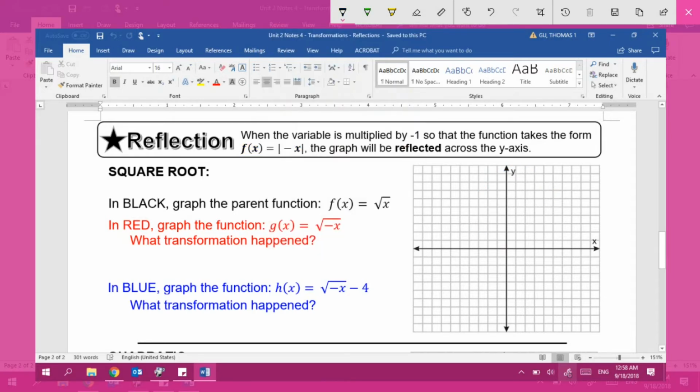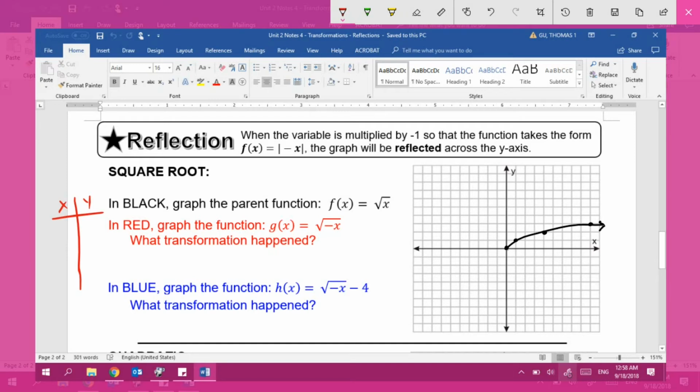Let's do the parent function. We got (0, 0), (1, 1), (4, 2), and (9, 3). And then in red, we're going to graph the function g of x equals square root of negative x. What transformation happened? So in this case, we can only use negative numbers, because if I put a positive number in for x, I'm going to have a negative number, and you cannot take the square root of a negative number. So watch this. X, y, we're going to do it mathematically here.